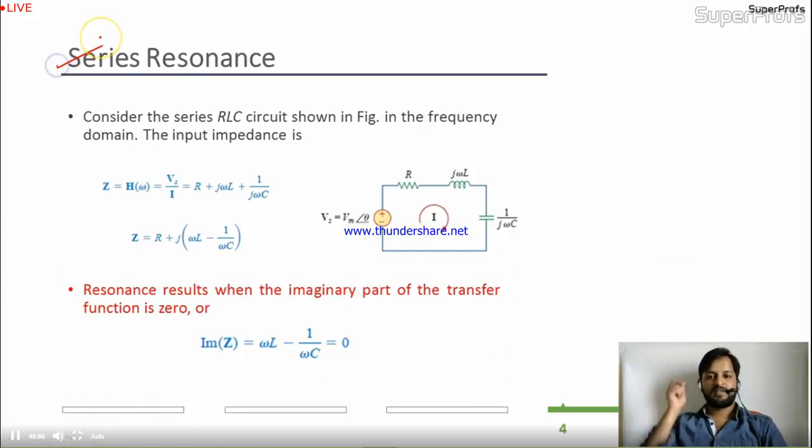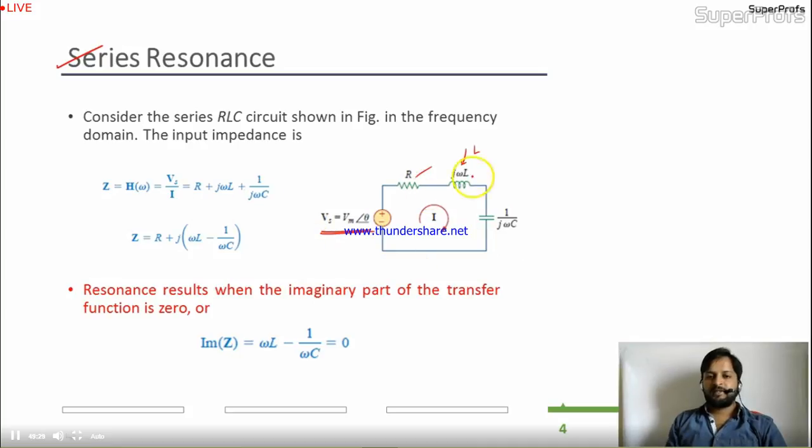Come to the series resonance. In the series resonance, the elements will be connected in series. See here R, this is L, the inductive reactance given, and this is the capacitive reactance given. They are connected in series combination. The current I is flowing and the input voltage is Vm angle theta.